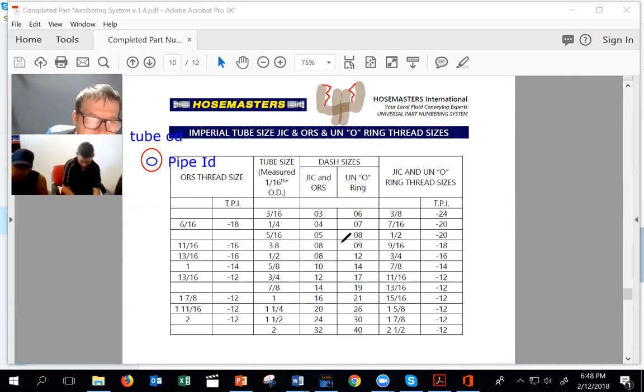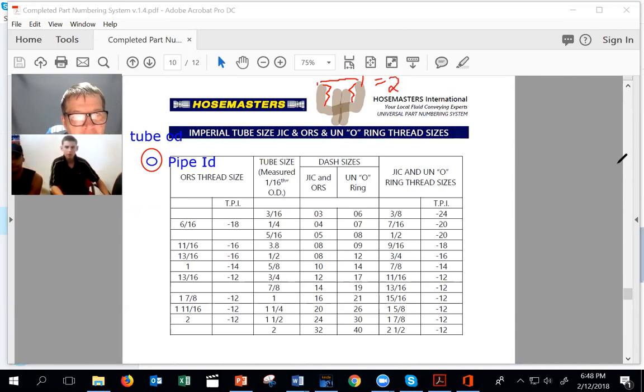So when you're looking at it, see where it says 2 inch. 2 inch would be measured across here, and that will equal 2. Does that make sense? Yeah. Okay, so if I measured across this, what would it equal? Inch and a half, which is 24. That's how you get its dash size. Does that make sense? Yeah.